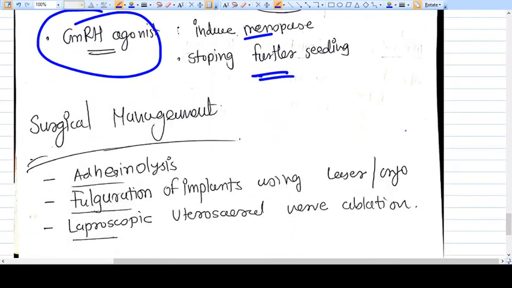When there is large ovarian involvement, that means large chocolate cysts, then we only have the surgical management option. We can do adhesiolysis, fulguration of the implants using laser, and laparoscopic uterosacral nerve ablation. Everything we can do surgically, so we can remove the main symptoms of pain and infertility.